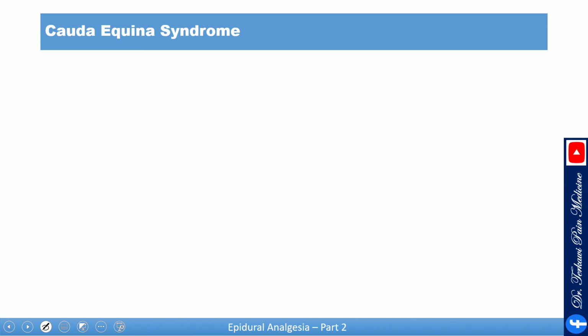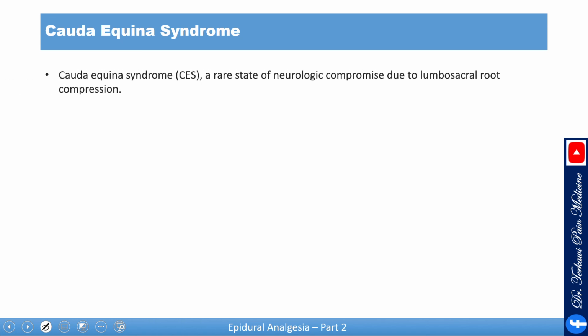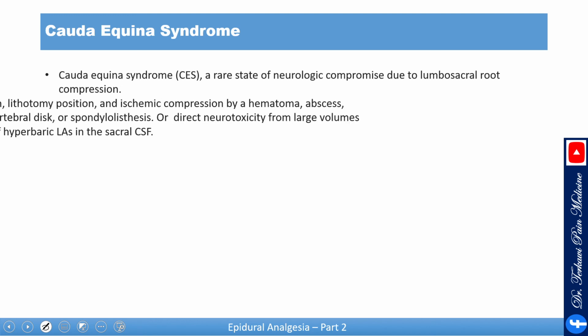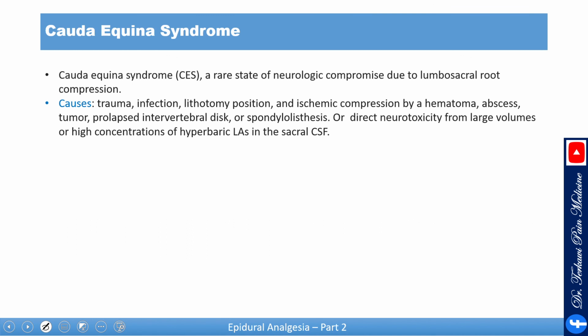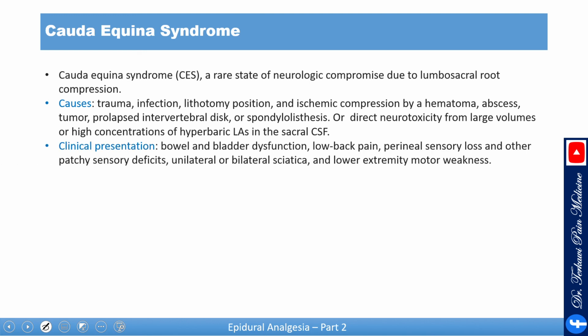Cauda equina syndrome. A rare state of neurological compromise due to lumbosacral root compression. Causes: trauma, infection, lithotomy position, ischemic compression by hematoma, abscesses, tumor, prolapsed disc, spondylolisthesis, etc. Presentation: bowel and bladder dysfunction, low back pain, perineal sensory loss, and other patchy sensory deficits, unilateral or bilateral sciatica, or lower extremity motor weakness.